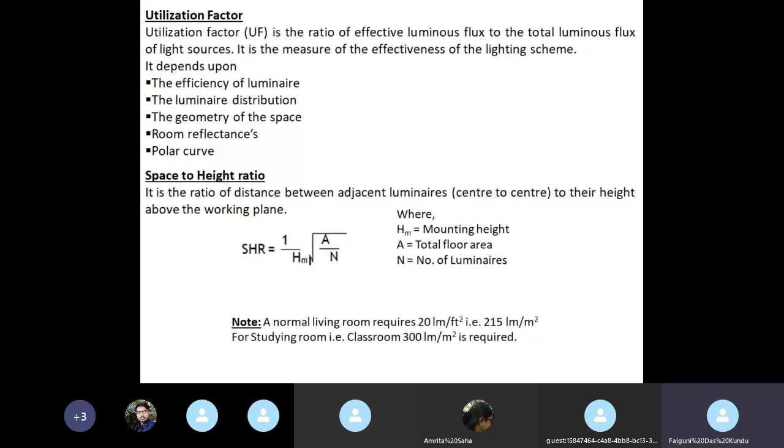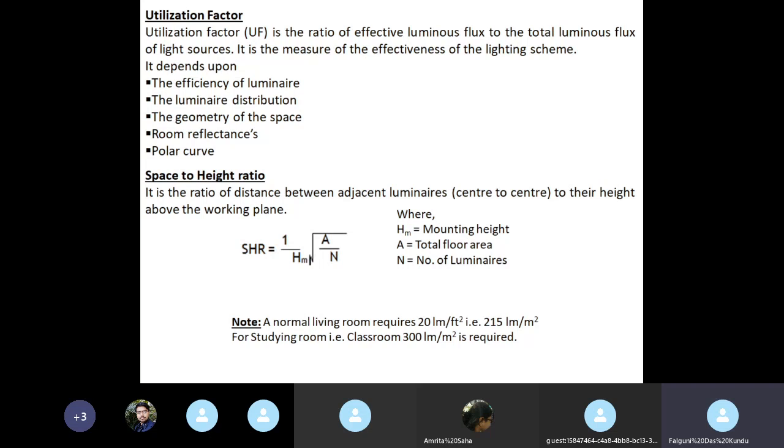The next point is the space to height ratio. It is the ratio of the distance between two or more adjacent luminaires, that means the center to center distance, to their height above the working plane. So it is nothing but 1 by HM square root of A by N, where HM is the mounting height, A is the total floor area, and N is the number of luminaires.